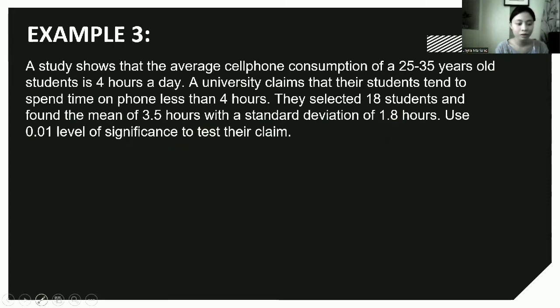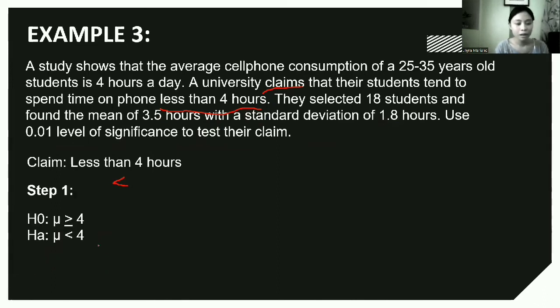So first, let's find the claim. It says here, a university claims that their students spend less than 4 hours. Again, there is the word claim. So less than 4 hours is its mathematical symbol. Step 1, let's formulate the null and alternative. So mu is greater than or equal to 4, and our alternative is mu is less than 4 hours. So our claim is in the alternative again.